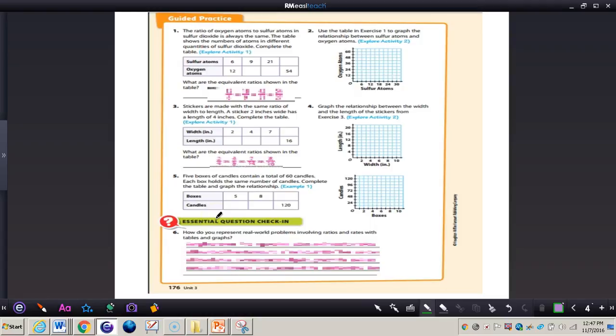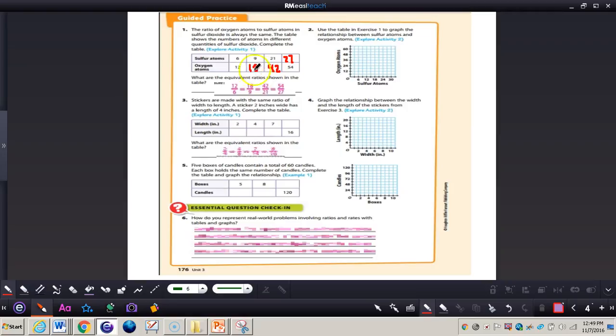So let's turn over to number 1 on page 176. And what I would like you to do is start working on number 1. You complete both the table and also complete the question here, where the equivalent ratio shown in the table. So complete those 2 parts, and also you can graph the information there for number 2 as well. So I want you to work on that now.